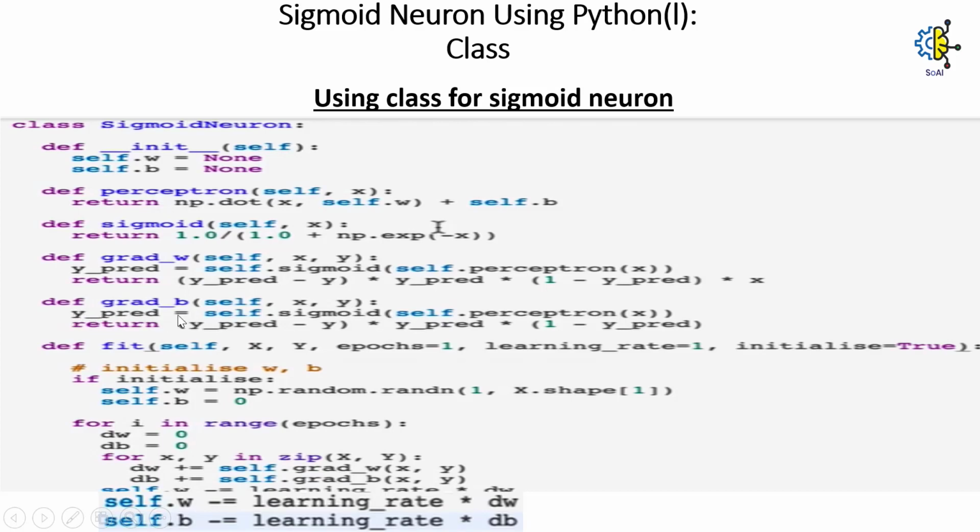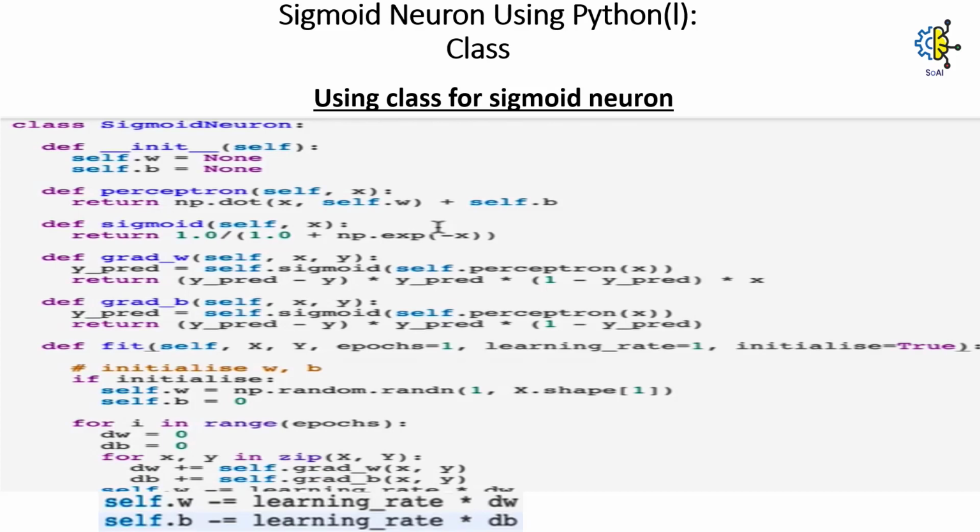Now this function grad_b with parameters self, x, y, here y_pred is equal to self.sigmoid with parameter self.perceptron of x. It will also do the same, like this function is called and it will return the value in this form, and after that this function will return this value, that is y_pred minus y, the whole multiplied by y_pred and multiplied by 1 minus y_pred.